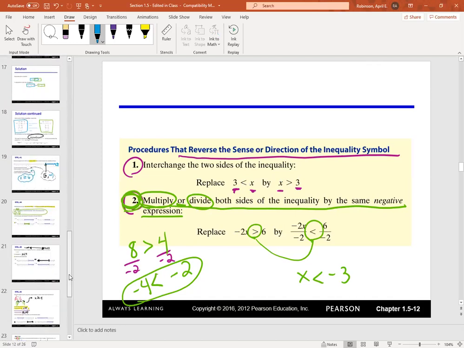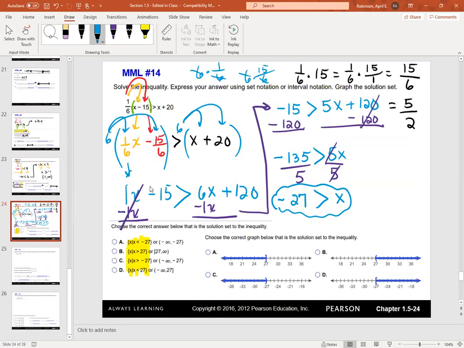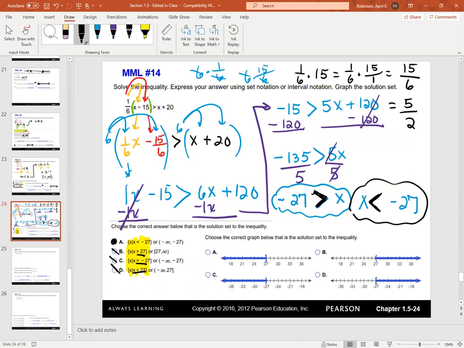So if I want to put the x over here on the left and the negative 27 on the right, then I have to reverse my greater than sign to a less than sign. And now I've got the correct answer. So x is less than negative 27. There's only one, it's A. This is greater than 27, greater than negative 27, less than 27. It's none of those. And then of course, this would be the correct interval notation as well.